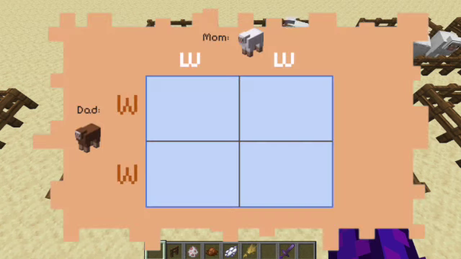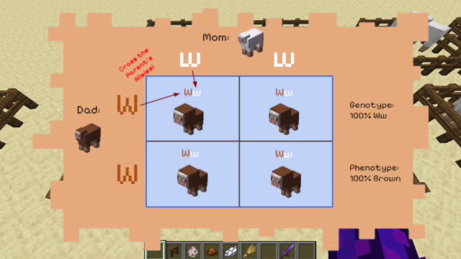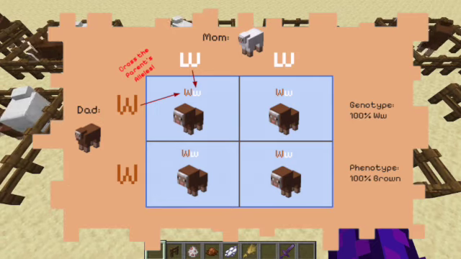First, let's create a 2 by 2 square and put the alleles of each parent's genotype on the left and top of the square. You can think of this as putting the mom's genotype on the top and the dad's genotype on the left, but this orientation does not really matter. Then, fill in the squares with the genotypes of the offspring based on the outside alleles. Here, we can see that 100% of our offspring have the brown phenotype and the big W small w genotype, meaning all of the offspring are heterozygous.